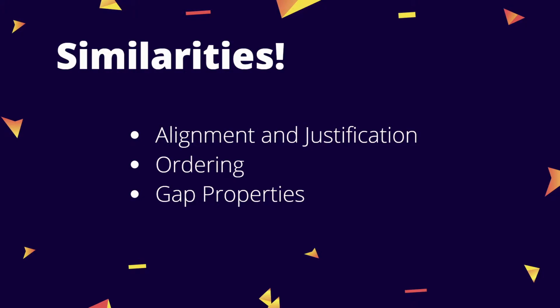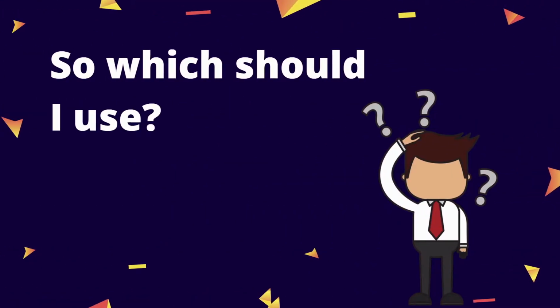And lastly, we've got gap properties, which wasn't something they shared in similarity at one time. In my opinion, the gap property was one of the most powerful features of CSS Grid, but up until recently, Flexbox didn't have a great way to add space between items. But now there is a flex gap property, which is meant to have the same kind of implementation as the grid gap property. So with all that information out of the way, which one should I use?